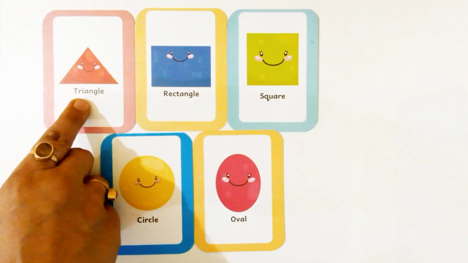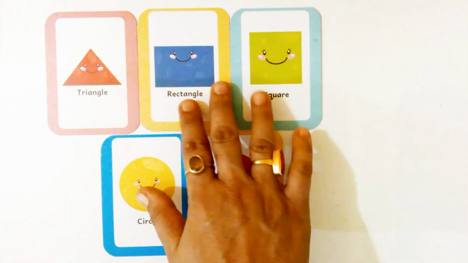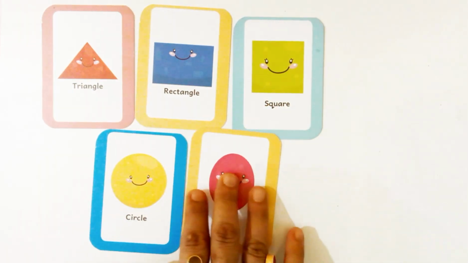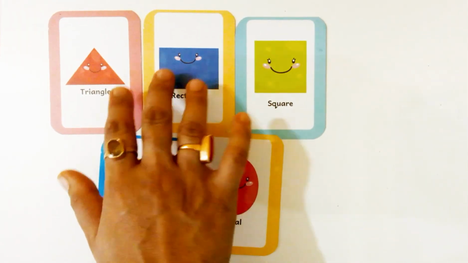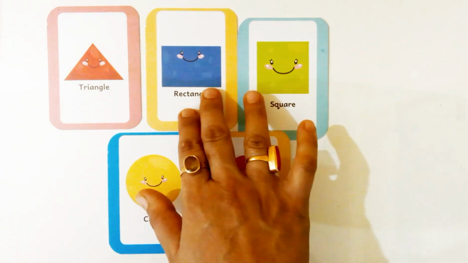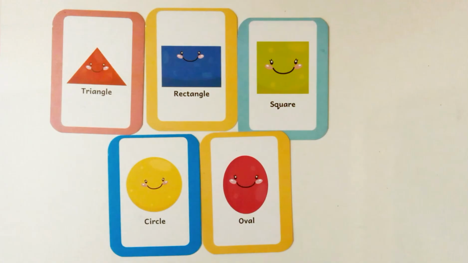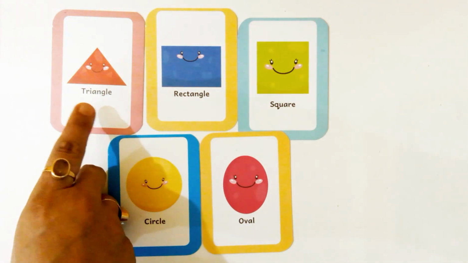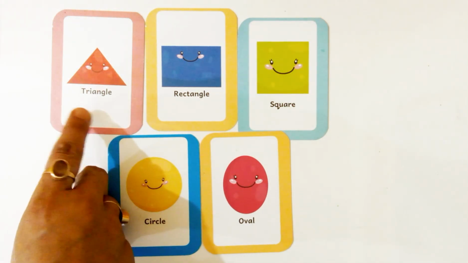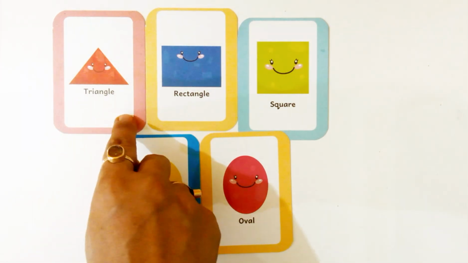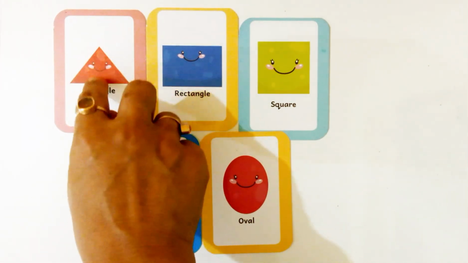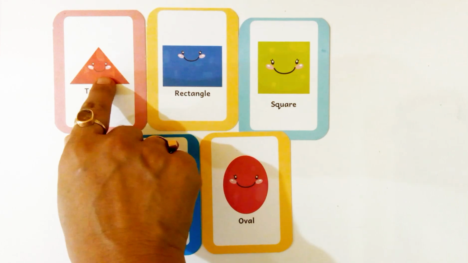T for triangle. Triangle is a shape. This is triangle. It has three equal sides. 1, 2, 3. And the color is red.